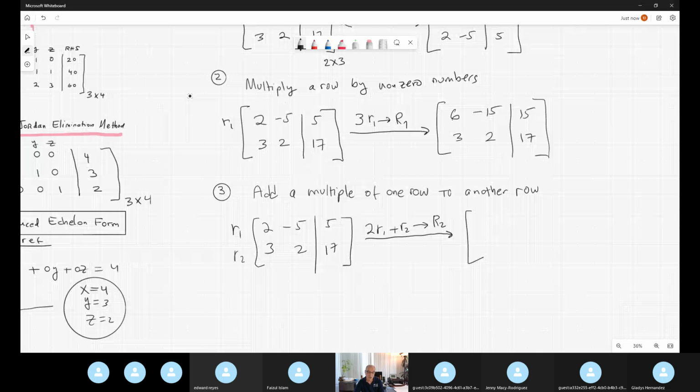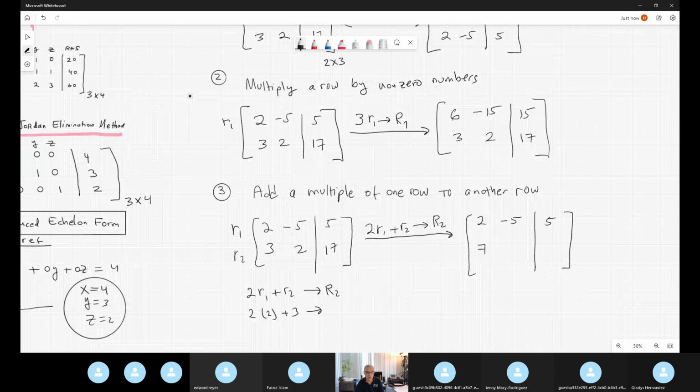row 2. Now it is obvious that R1, row 1, participates in the game but doesn't change, because the only row that changes is R2. Let's do it. You multiply 2 times 2 is 4, and 4 plus 3 is 7. Do you understand where this 7 comes from? This 7 comes from 2R1 plus R2 stored in R2. So you put here 2 times 2 plus 3.